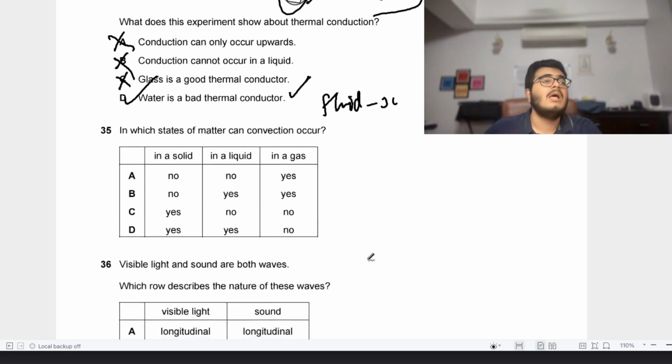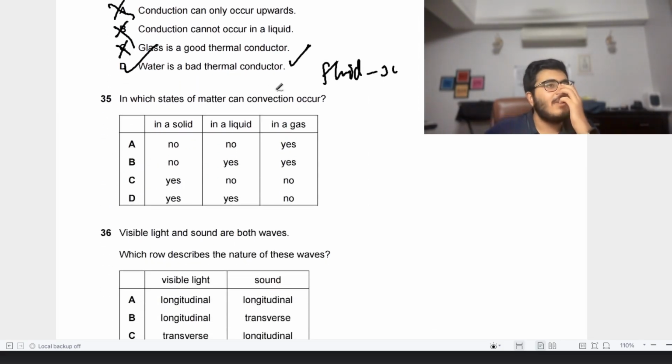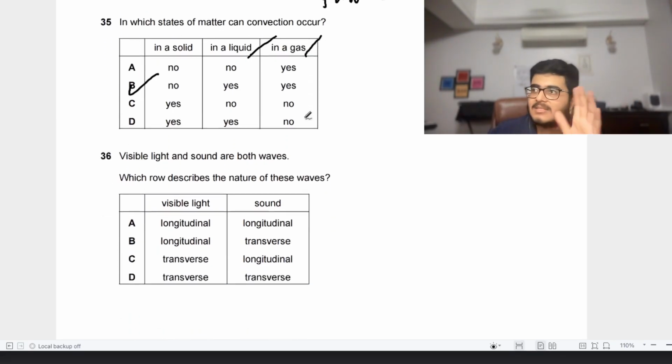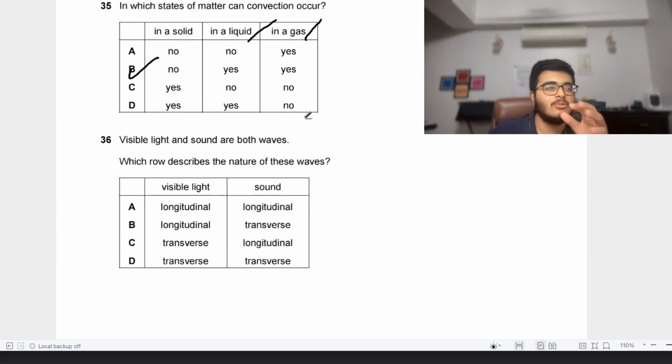Conduction is only for solids. Now, in which states of matter can convection occur? Right, so it can only occur in fluids. So the correct answer here will be B part. Fluids means liquids and gases. I hope you know this. Fluids does not only mean liquid, it means liquids and gases both.